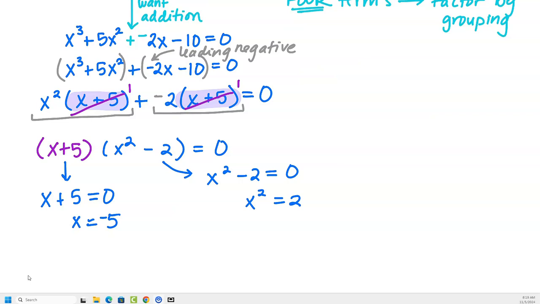Okay, and then I want to get rid of the square. So I'm going to square root both sides. So when I square root the x squared, remember that's going to put the absolute value of x because we have to make sure it's going to be positive. I can't do anything with the square root of 2. So take the absolute values off and we get x is the plus or minus of the square root of 2.